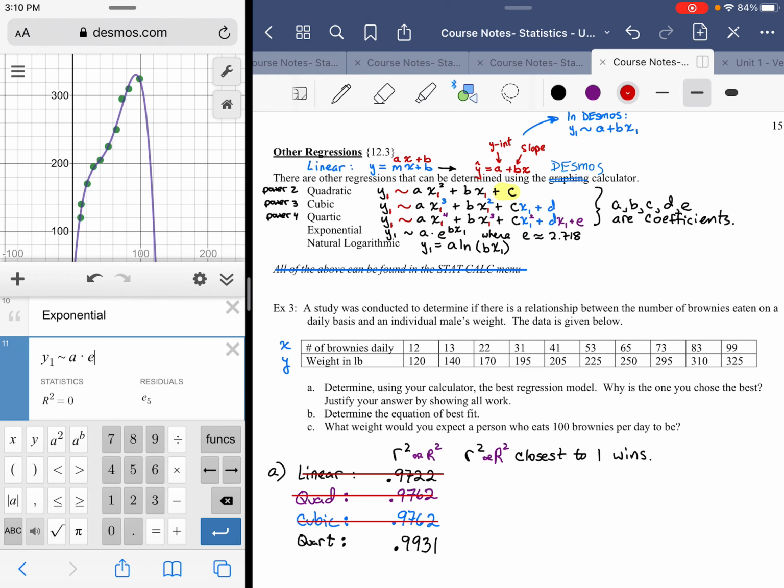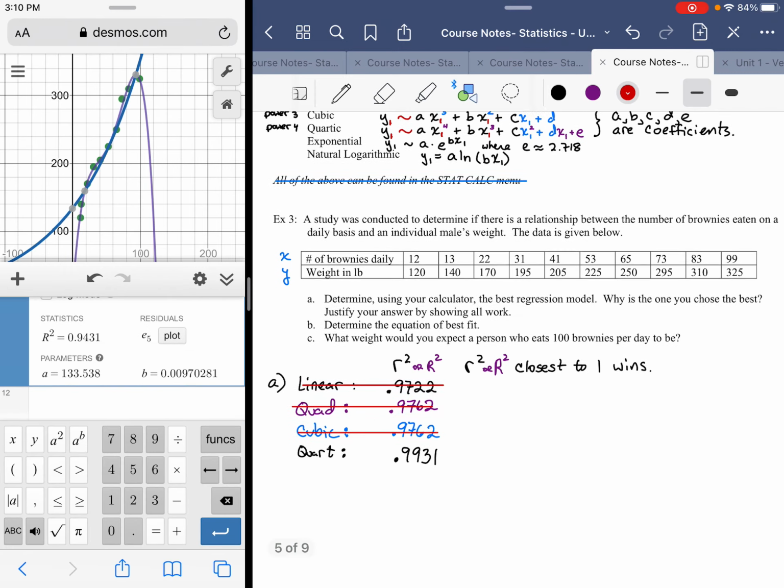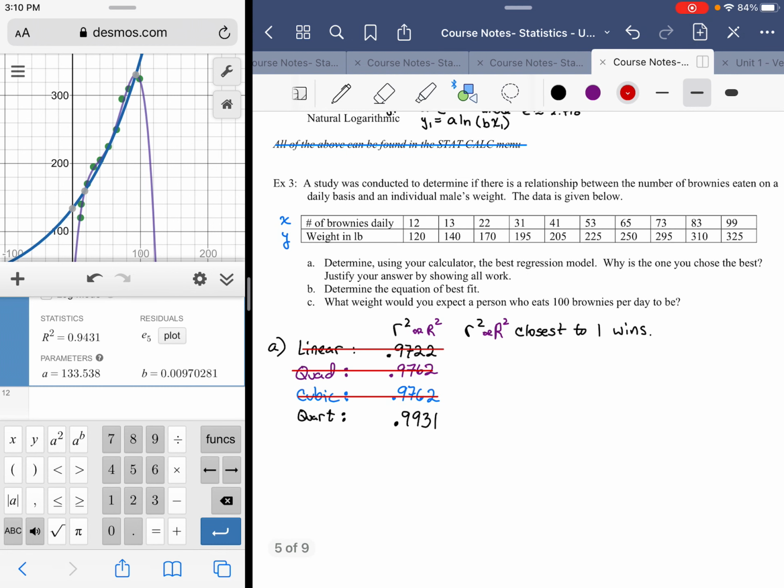So times e, Desmos knows what e is. All right, raised to the B, X1. It asks you if you want the log mode. We don't mess with that. All right, all we want again is the R squared value. So exponential.